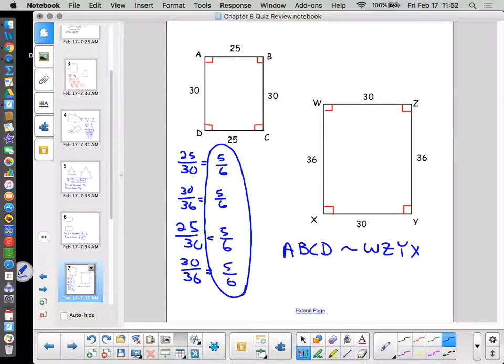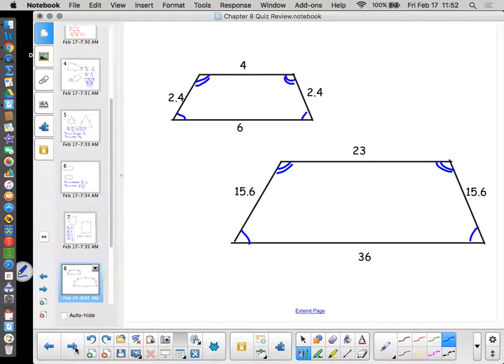Okay? Keep it corresponding. And we're good. Next one. Are they similar? If so, make the statement of similarity. Well, I can see that all corresponding angles are congruent. That's kind of given to me, isn't it? Because of the markings. So now I have to find if corresponding sides are congruent.